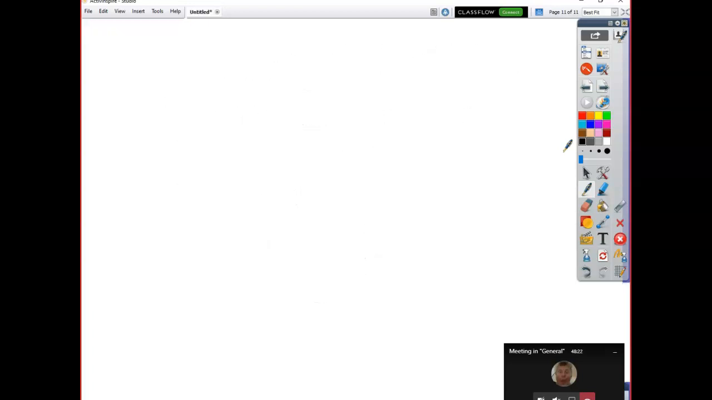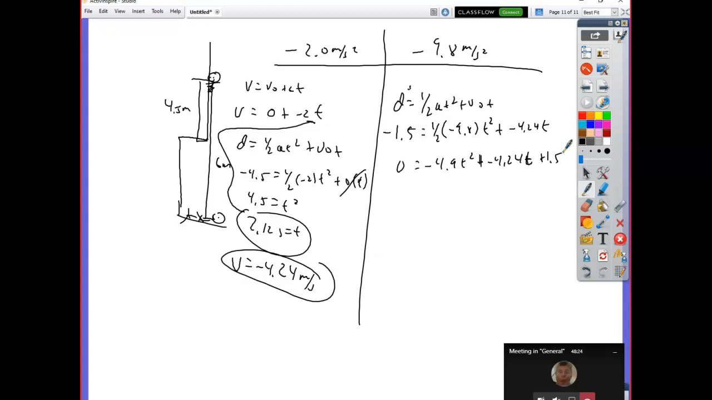So menu, equation, polynomial, second degree, boom. Negative 4.24 and 1.5, and I get 2 answers. One's negative, that seems silly. Although, why is there a negative answer? I don't know that one. That seems real strange. Good? I got 0.274 seconds.